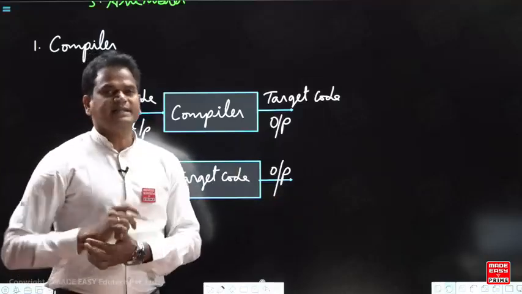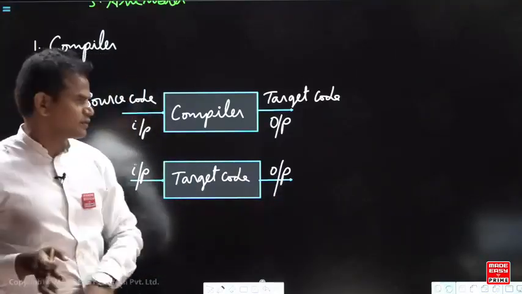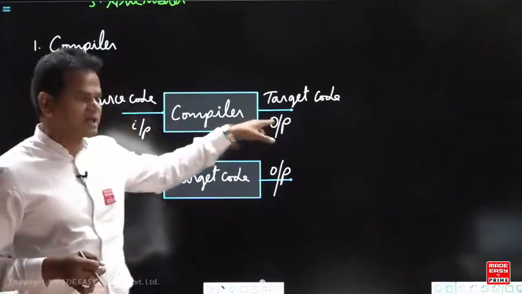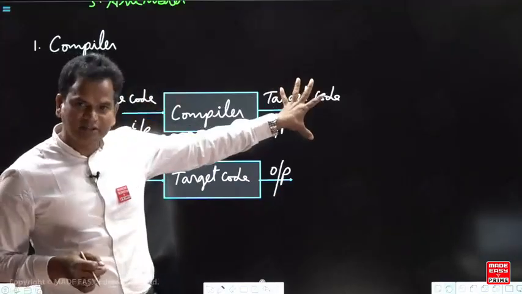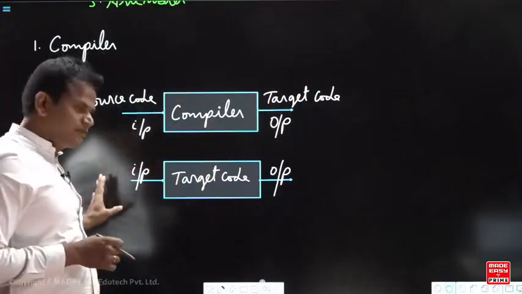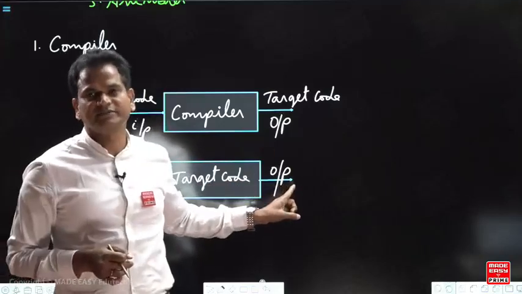Do you understand the difference between this input and output and that input and output? Once you compile the source program, you get the executable code. For that executable code you give the inputs and it gives the output.